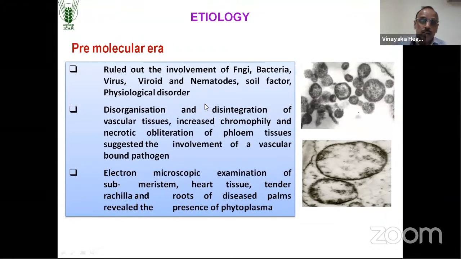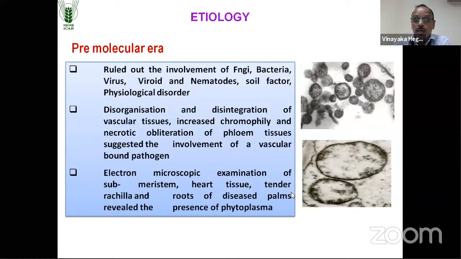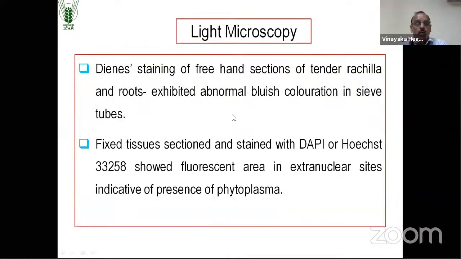As I told, for many years pathologists worked on this aspect and could not find anything. In 1983, when electron microscopy came, they observed and could find phytoplasma-like bodies in the phloem tissues of the affected palms. Based on that, it was decided that there may be phytoplasma involvement. Then they observed a lot of palms and found that it is caused by phytoplasma. Later, DNA techniques were followed and a lot of work was done.